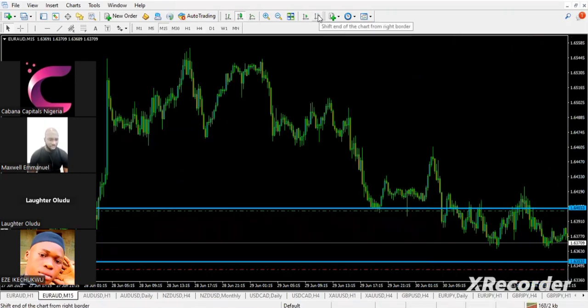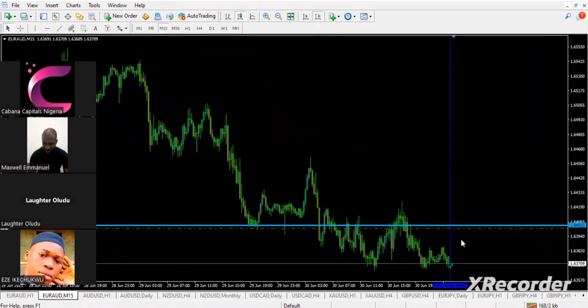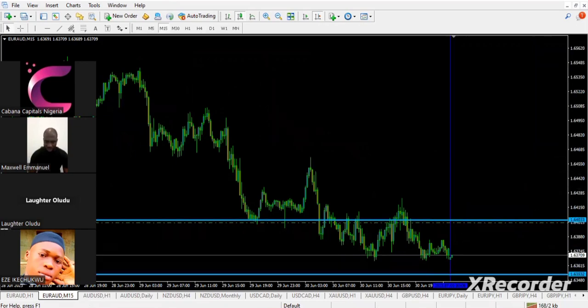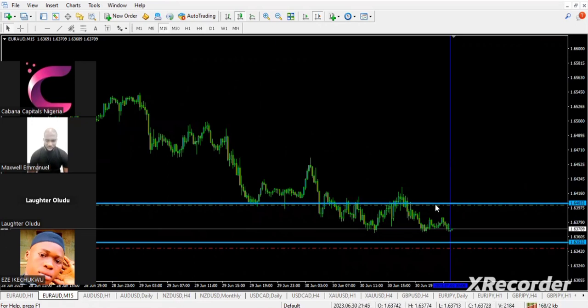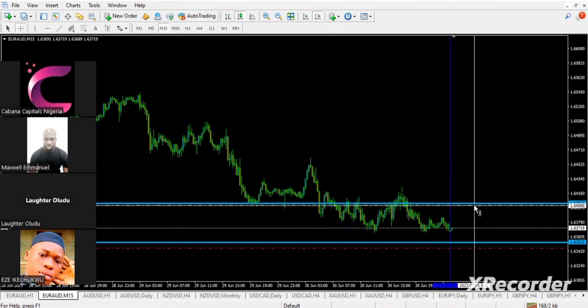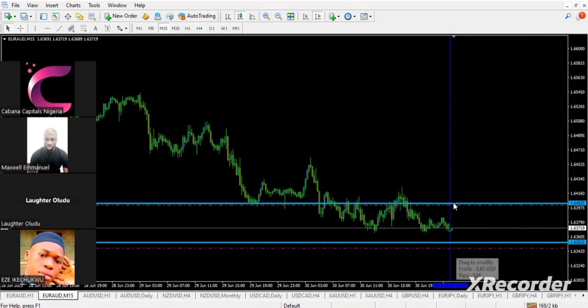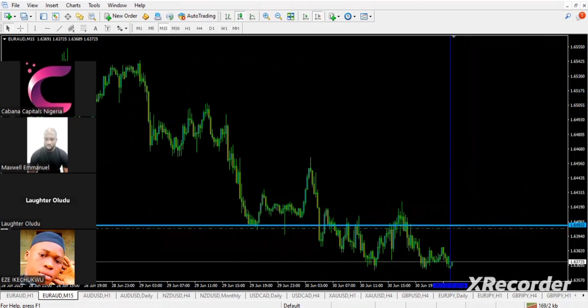Okay, I think I still have a trade. I have a trade on Euro Aussie. I think I bought at this price. It's currently trading below the price I bought. This is my entry level. You can see my stop loss. I think it was on Friday I entered this trade. My stop loss is about 54 pips. So I'm still bullish on Euro Aussie.